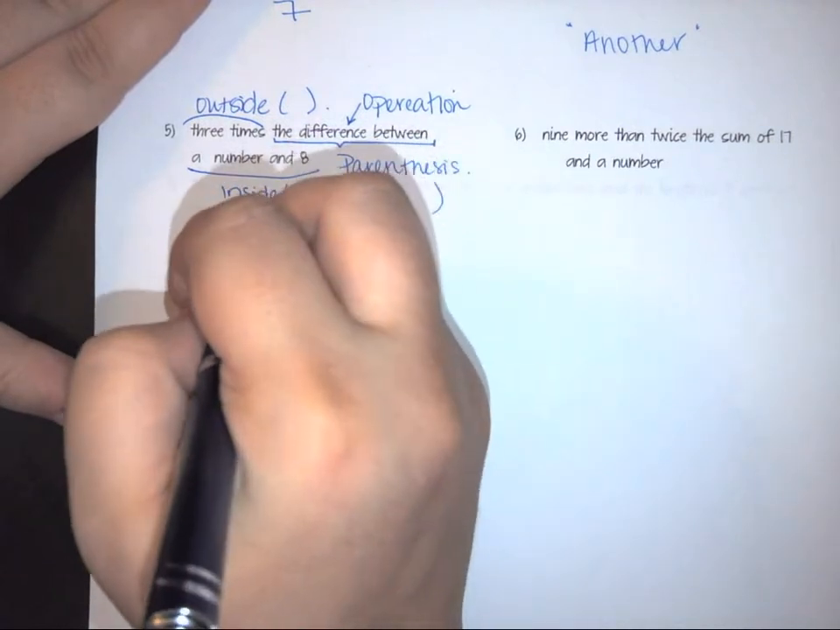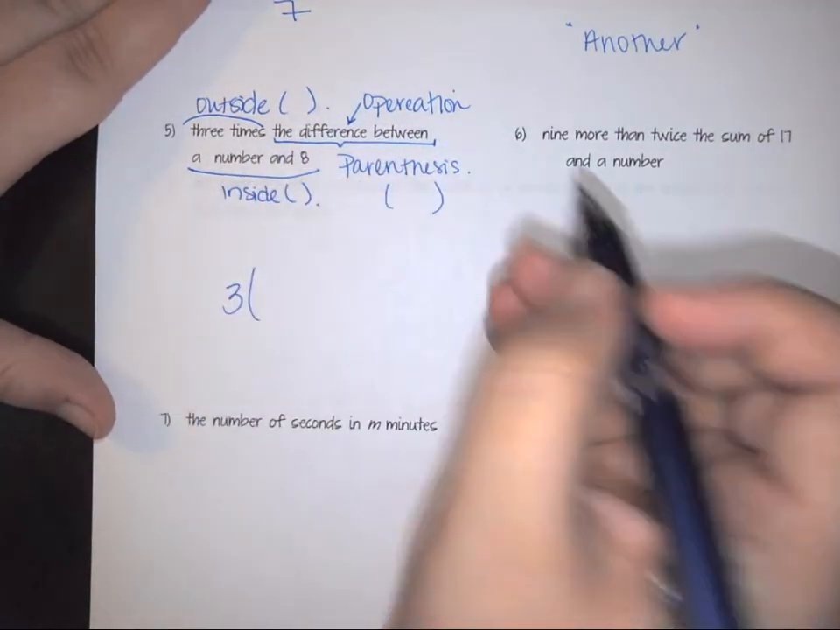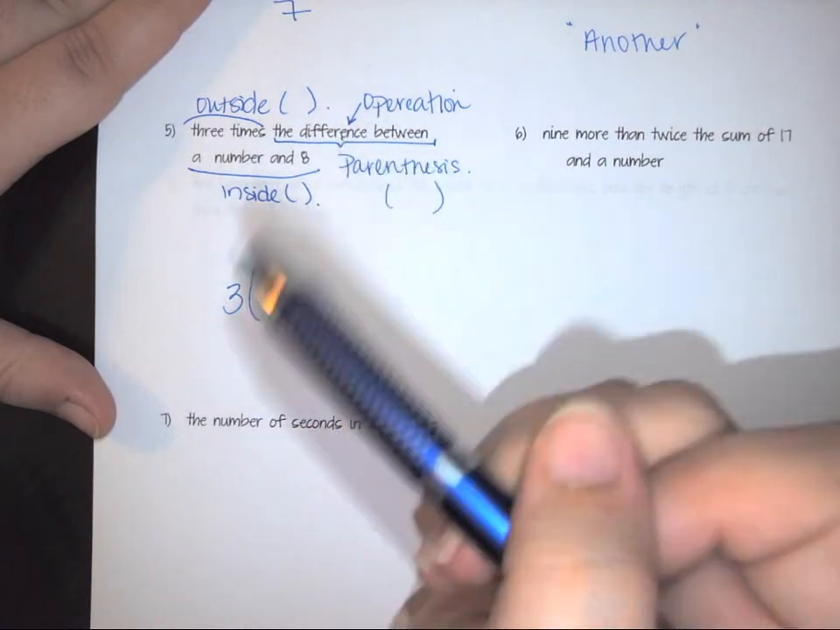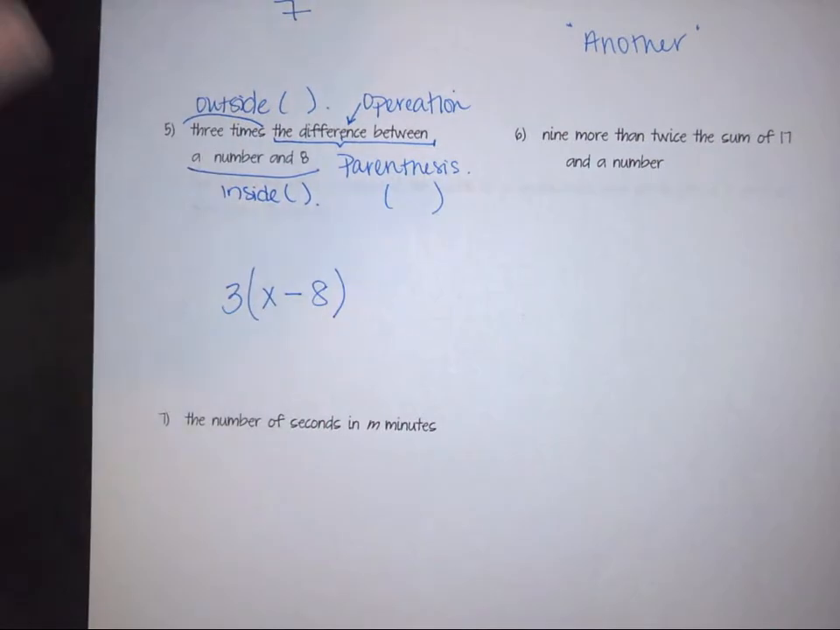So I have 3 times, so 3 times, and I'm going to open my parentheses. And I'm going to do the difference, so I'm going to subtract a number minus 8 and close my parentheses. Okay.